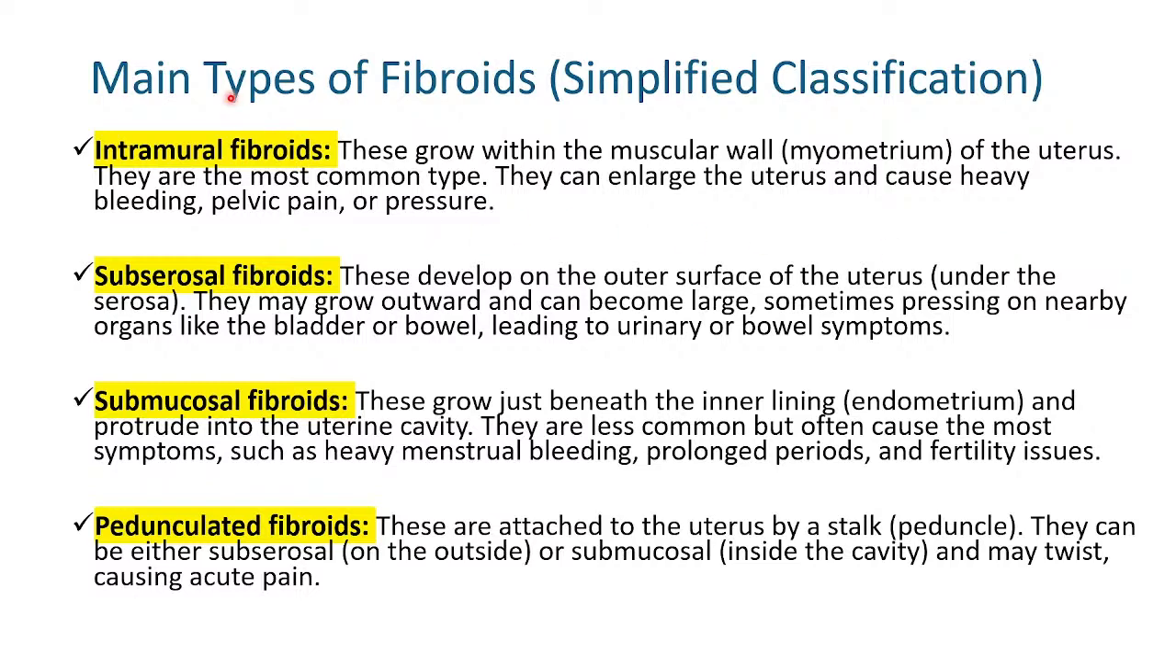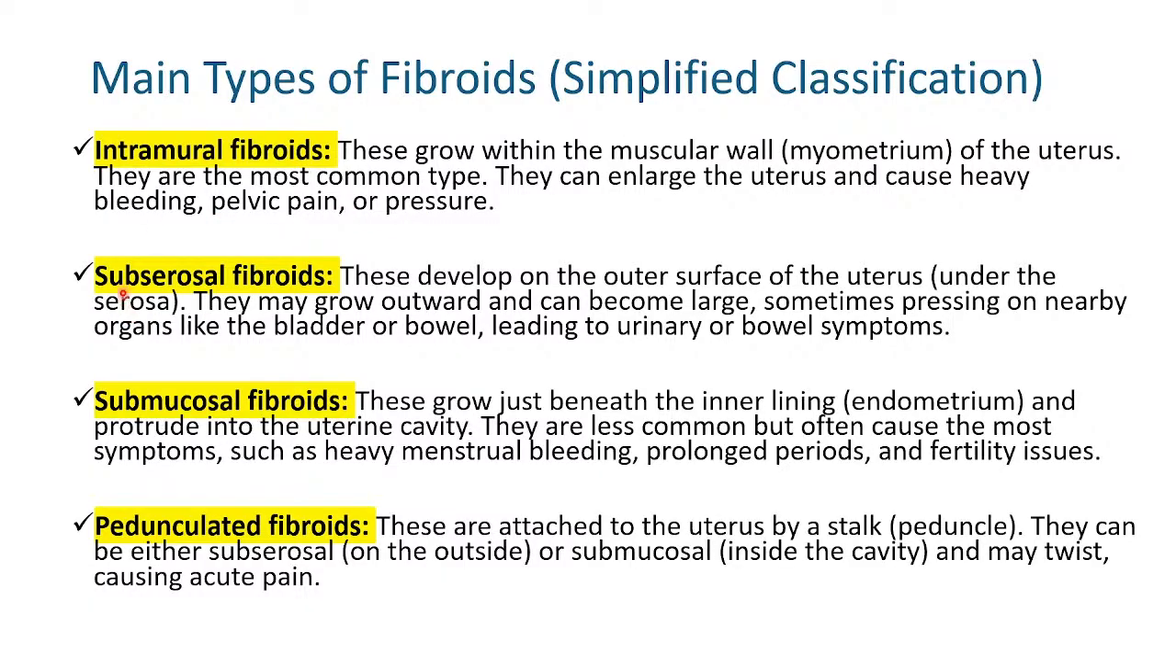So the main types of fibroids, a simplified classification: we have what are called intramural fibroids. These grow within the muscular wall, the myometrium, of the uterus. They are the most common type. They can enlarge the uterus and cause heavy bleeding, pelvic pain, or pressure.